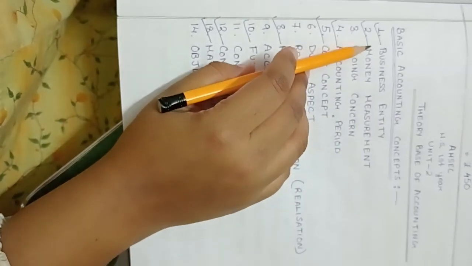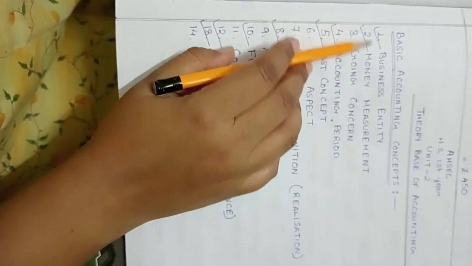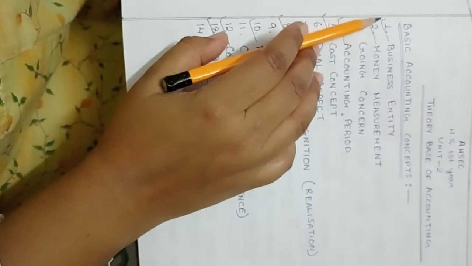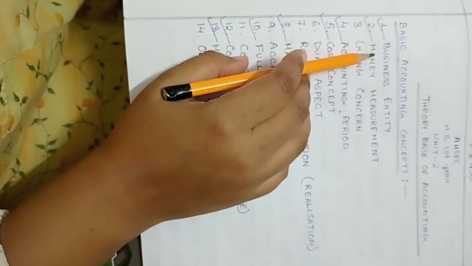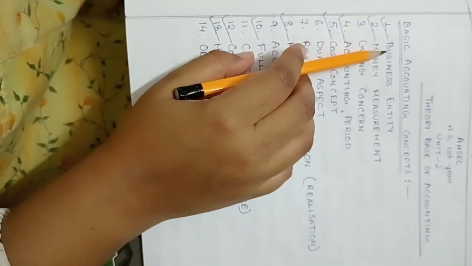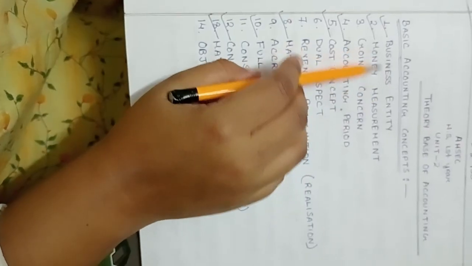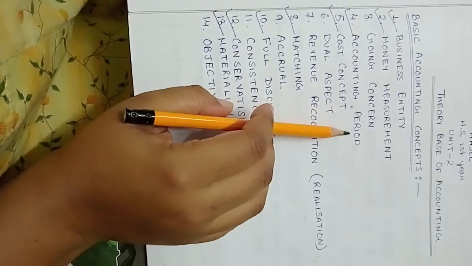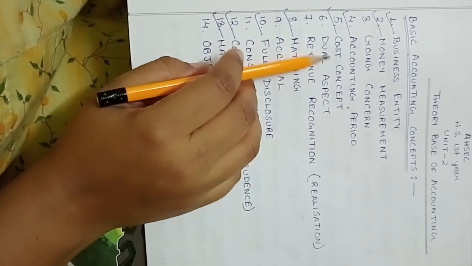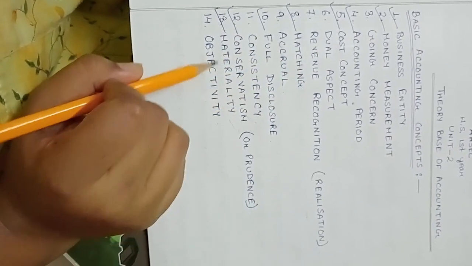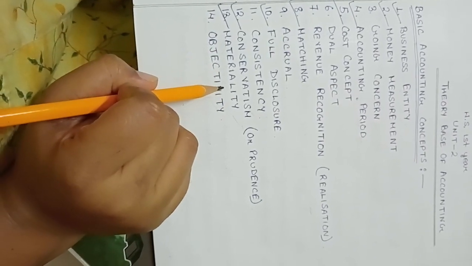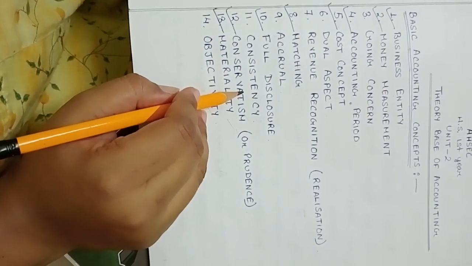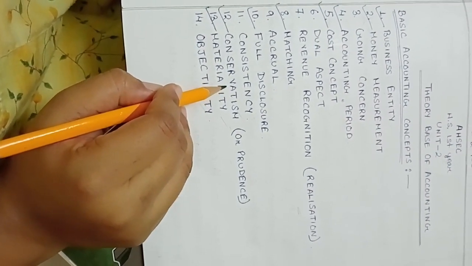The tick mark ones I have discussed in my earlier videos, you just check them out. I have discussed business entity and given the notes. Money measurement I have discussed, accounting period, cost concept, matching, full disclosure, conservatism and materiality. The remaining ones I am going to share with you all today.